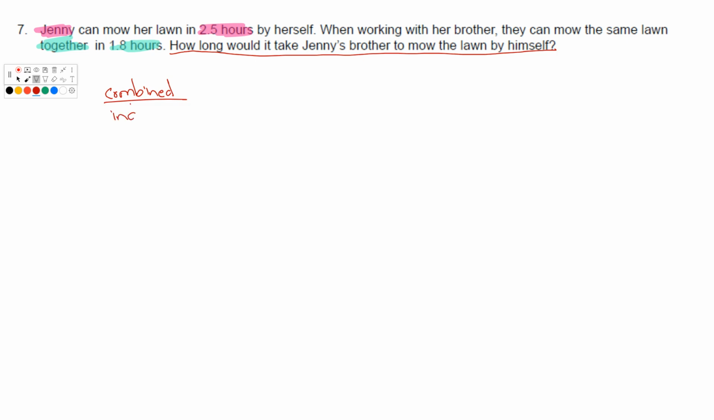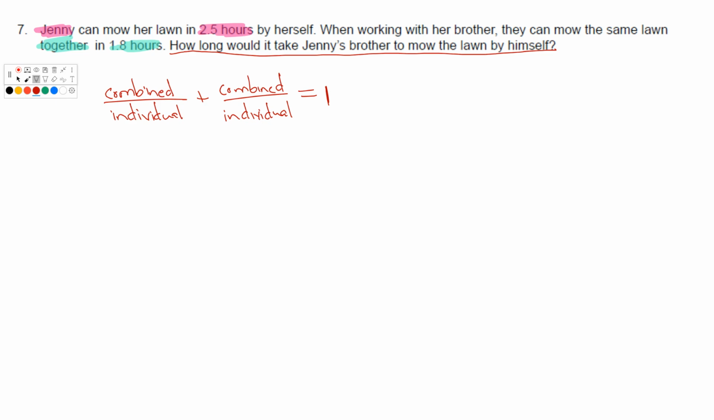So it's combined over individual, plus combined over individual, and that should be equal to 1. So let's go ahead and use that information to set up our equation.